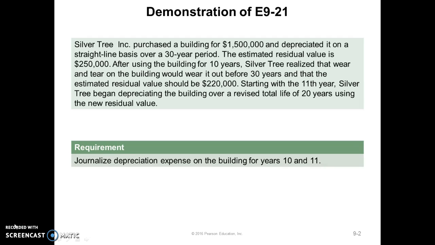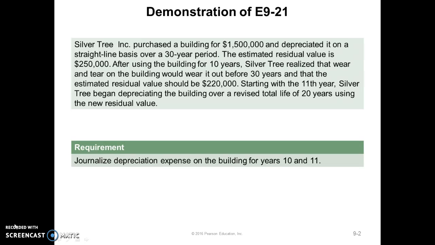For this example, we have Silvertree. They purchased a building for 1.5 million. They depreciate it on a straight line basis for 30 years. The estimated residual value is 250,000. So basically they're saying after the 30-year period, regardless of what happened, this building will still have a residual value of 250,000. So we can't depreciate it down to zero. It's never going to go below 250,000.